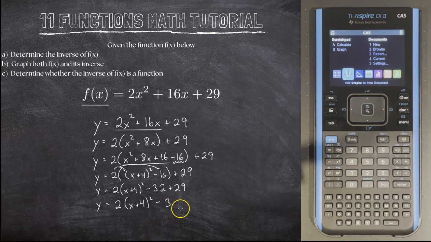So now what I'm going to do, I'm going to do this up here because I'm running out of room. I'm going to switch the x variable and the y variable. So we're going to have x equals 2 times y plus 4 squared minus 3. All right, so now let's rearrange and solve for y. So we'll add 3 to both sides. Then divide both sides by 2. So we have x plus 3 all over 2.